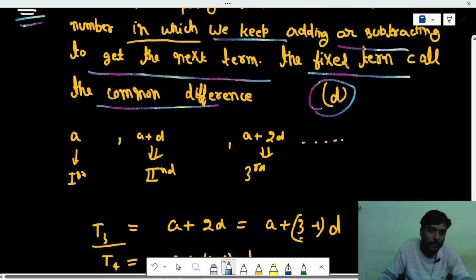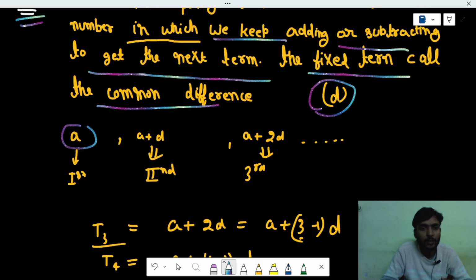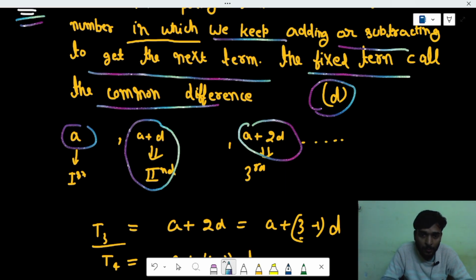Let us suppose a is the first term, and if we add some constant number d, then a plus d becomes the second term. Similarly, if we add d again, then a plus 2d becomes the third term.